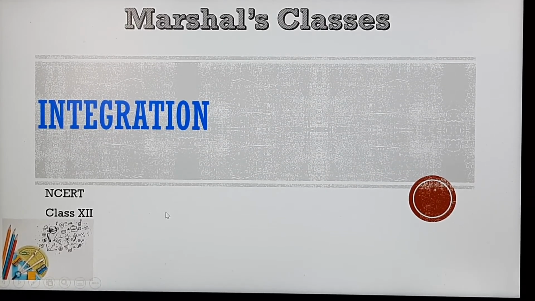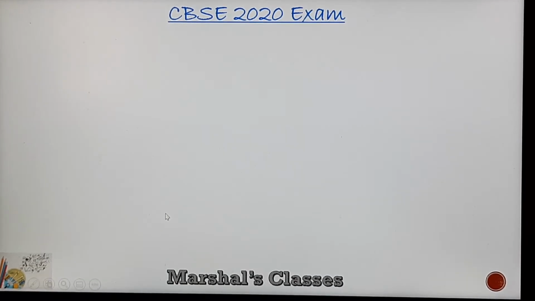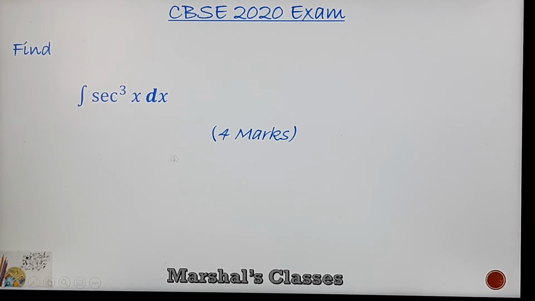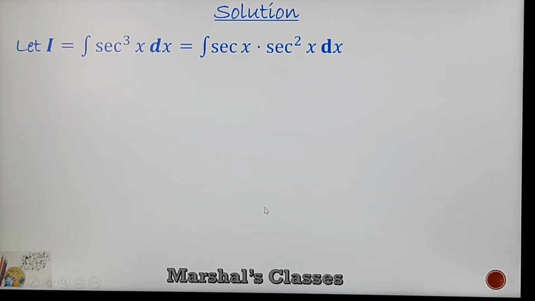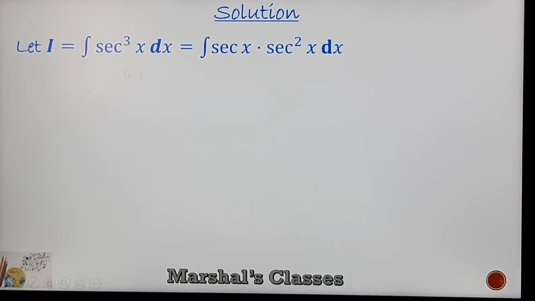Class 12 mathematics. This problem again appeared in the CBSE 2020 board examination. Find integral secant cube x dx, carrying a weightage of 4 marks. Let's see how we solve this. We will assume that I is equal to integral secant cube x dx, and we'll split it into secant x into secant square x.